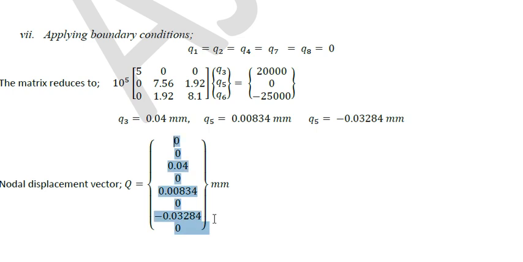So we have to mention it like this: Q1 is 0, Q2 is 0, Q3 is there, Q4 is 0, Q5 is there, Q6 is there, Q7 is 0, Q8 is 0. There is a little correction here. This should come upwards. Make the correction, please.